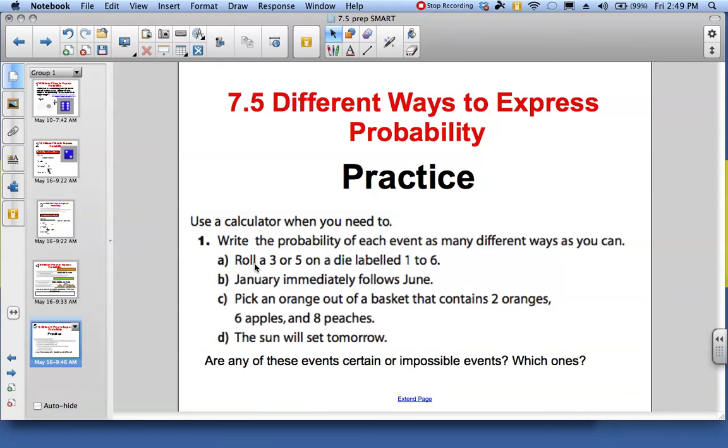Here are the 4 events. You roll a 3 or 5 on a die labeled 1 to 6. What's the probability that January immediately follows June? What's the probability to pick an orange out of a basket that has 2 oranges, 6 apples, and 8 peaches? And what is the probability that the sun will set tomorrow? Are any of these events certain or impossible events? And tell me which ones. So there's your question for homework. Number 1, A, B, C, and D, and then this extra piece at the bottom that I added.